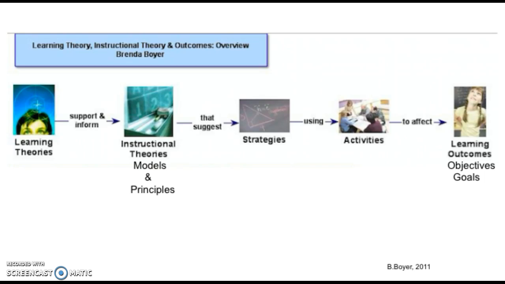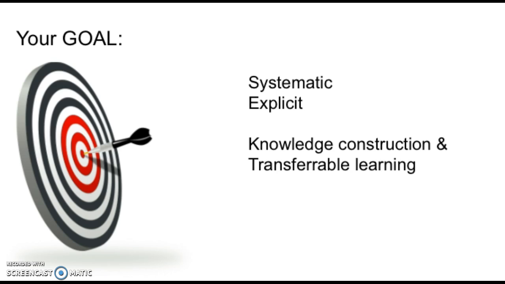So, how does this all work together? Our knowledge of and practice of using principles and models that stem from learning theories and brain science should lead us then to strategies and help us to create activities that help us meet our instructional goals and objectives. In other words, the learning outcomes that we want for our students. This is sort of the big picture of how these things all fit together.